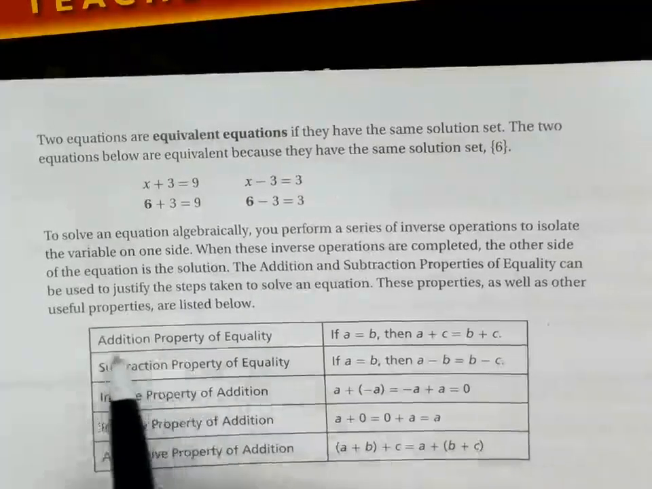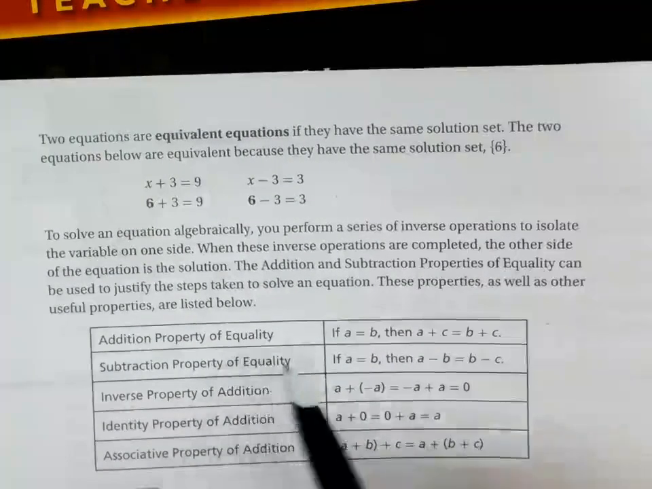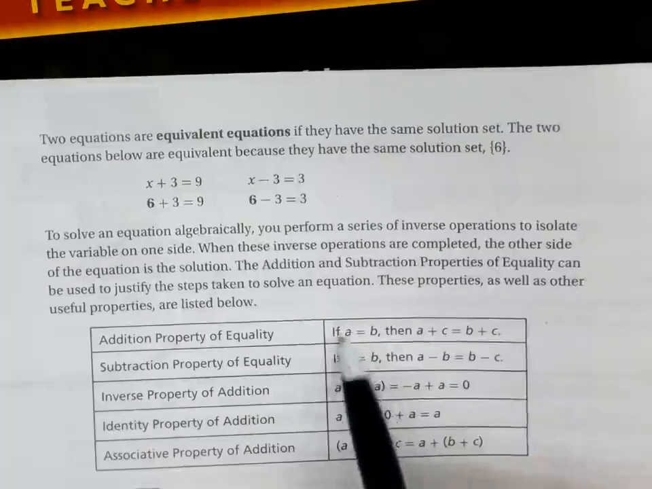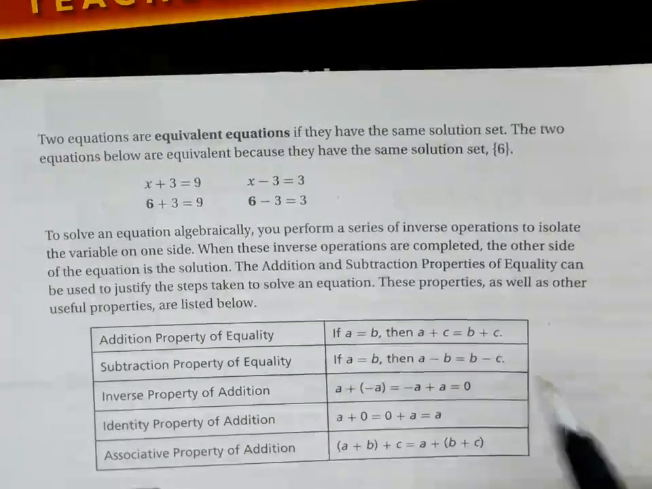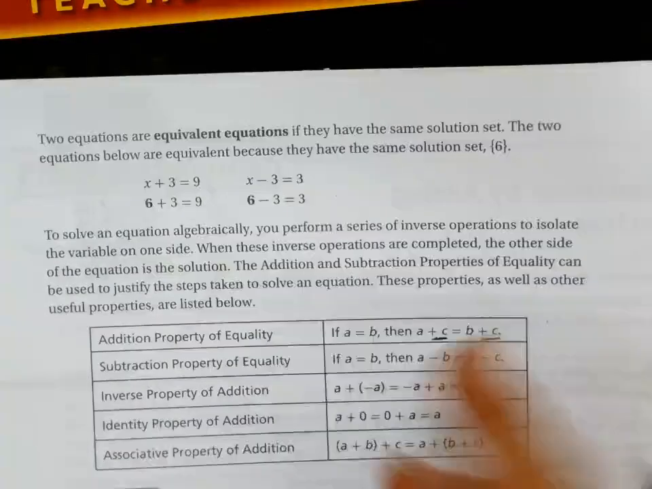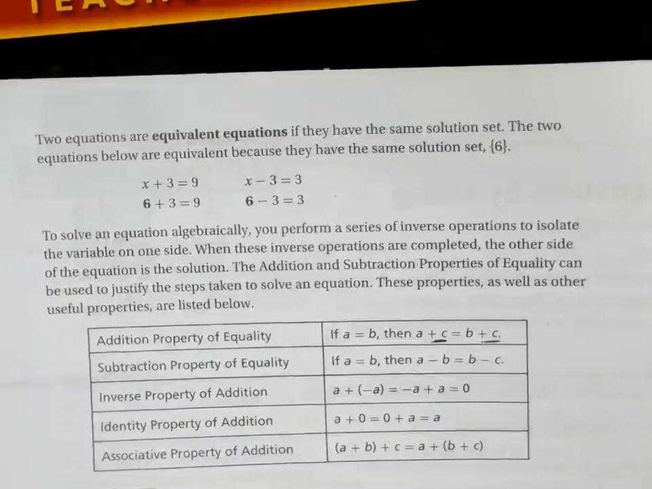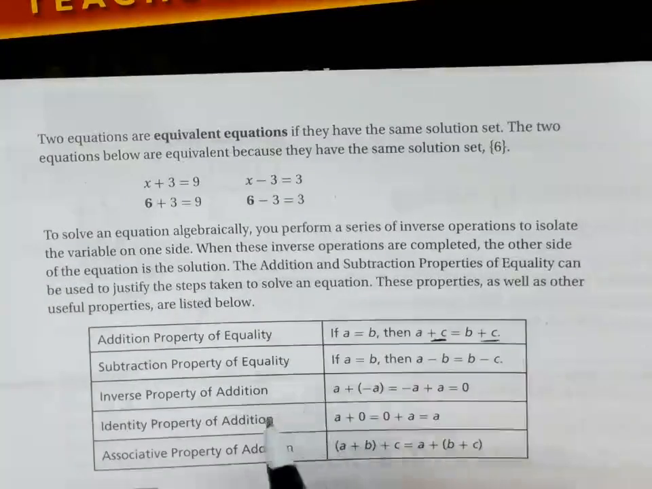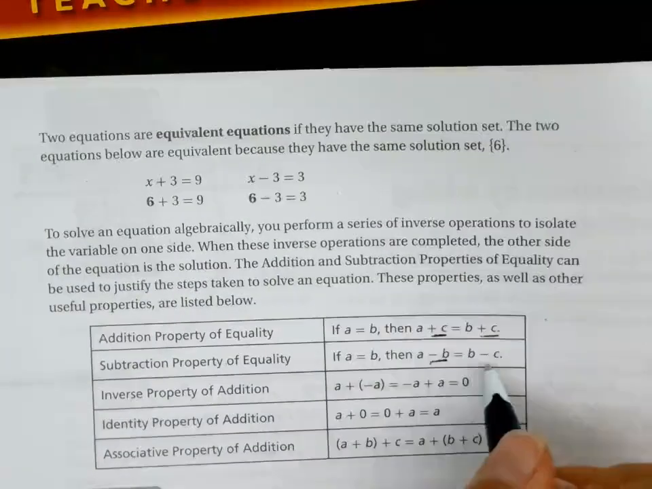So your addition property of equality. If A equals B, then A plus something equals B plus that same thing. So if you're adding the same thing to both sides, it stays equivalent. Because what you do to one side, you must do to the other. It stays balanced. Subtraction property of equality. If you subtract the same thing from both sides, it stays balanced.